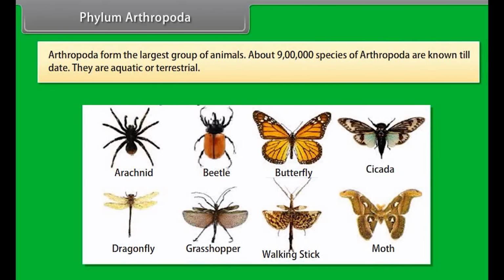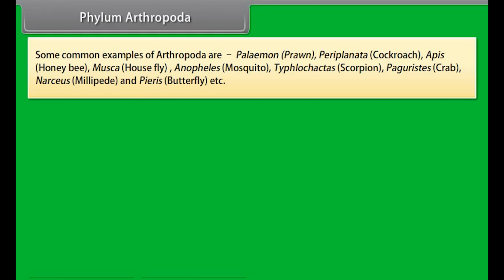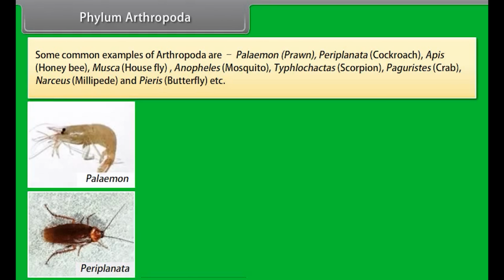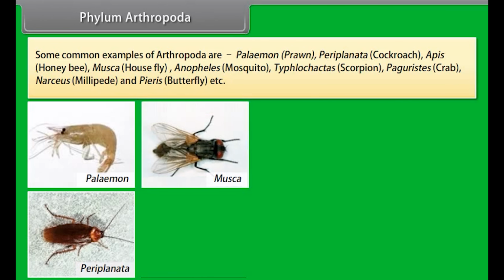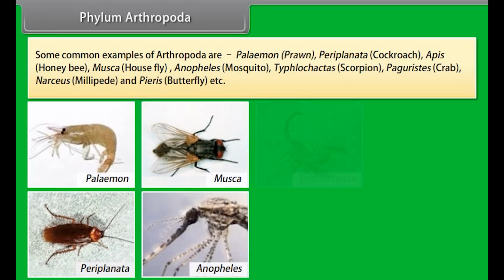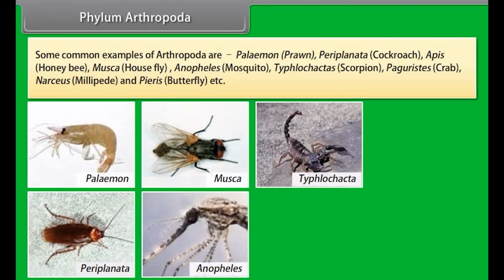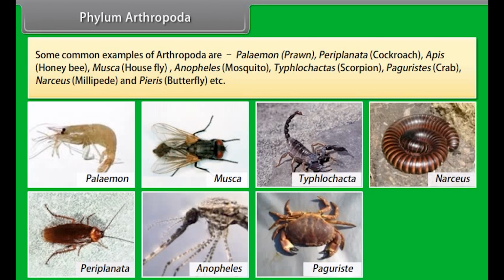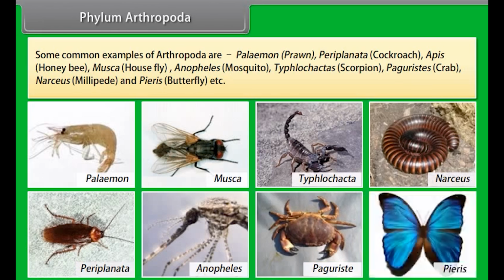Arthropoda form the largest group of animals, about 9 lakh species of arthropoda are known till date. They are aquatic or terrestrial. Some common examples of arthropoda are Palaemon, prawn, Periplaneta, cockroach, Apis, honeybee, Musca, housefly, Anopheles, mosquito, Buthus, scorpion, Paguristes, crab, Julus, millipede, and Pieris, butterfly, etc.